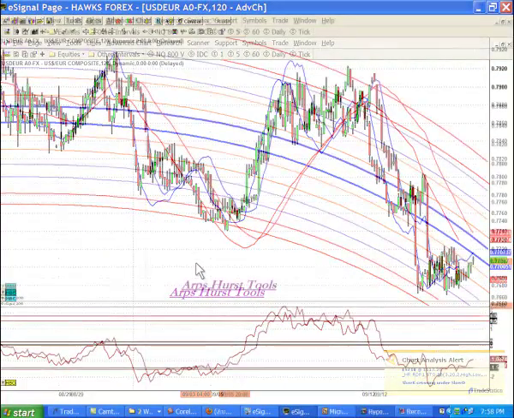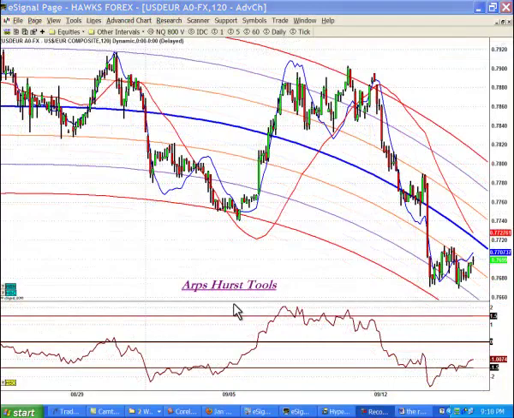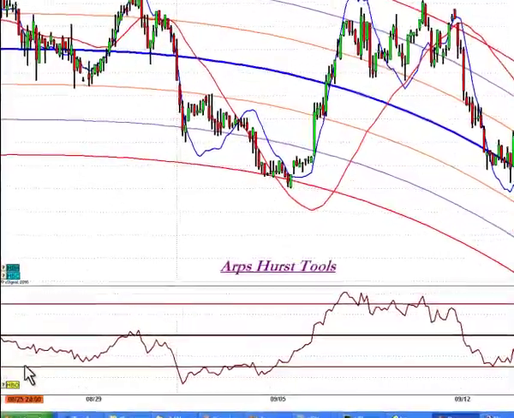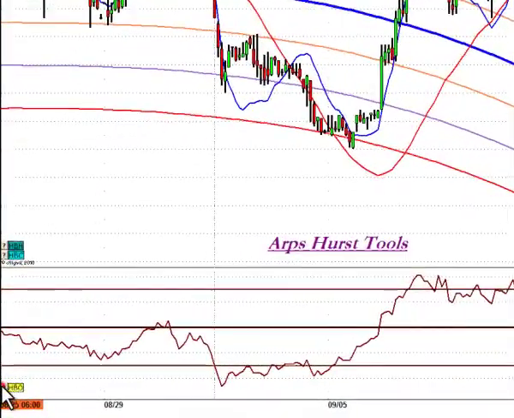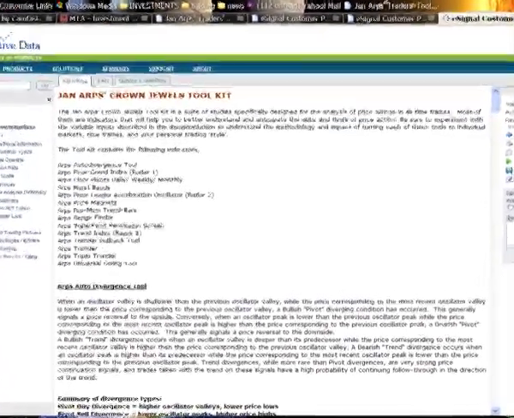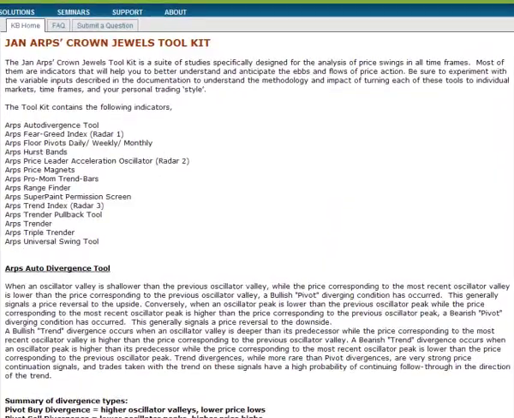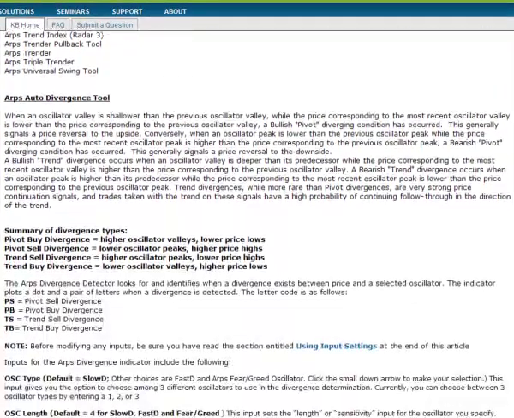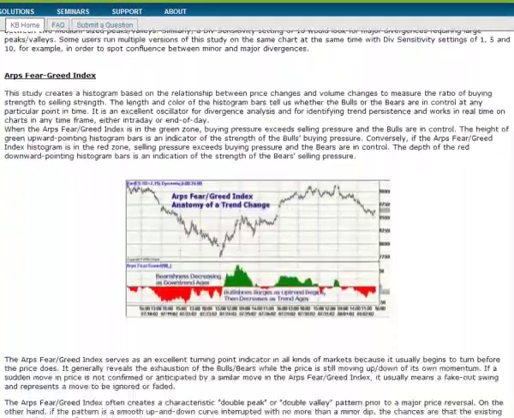While running your eSignal platform, if you want information on how to use the Arps Hurst Bands, as well as the other tools in the Arps Crown Jewels toolkit, simply click on the little question mark on the lower left of your screen. This will take you to a page in your browser with ample descriptions of all of the tools in Jan Arps's Crown Jewels package.